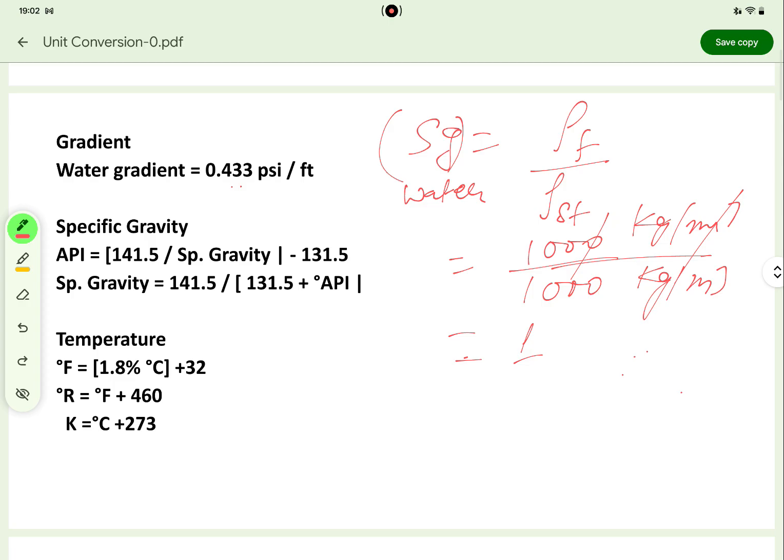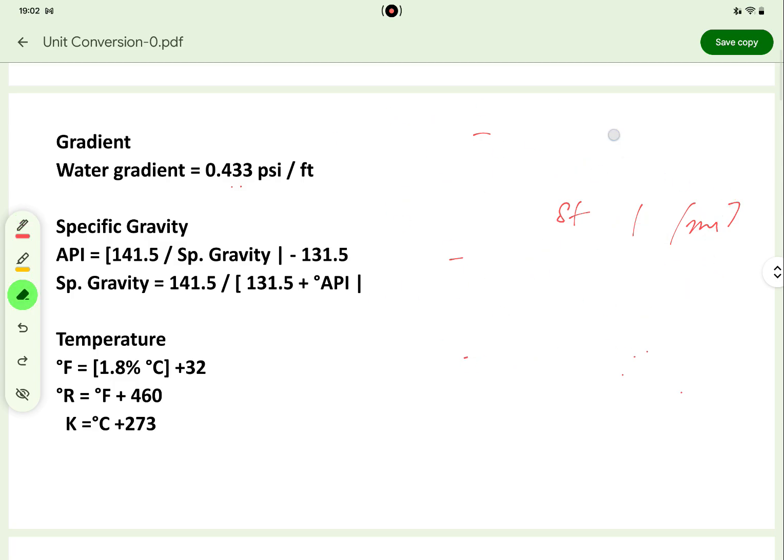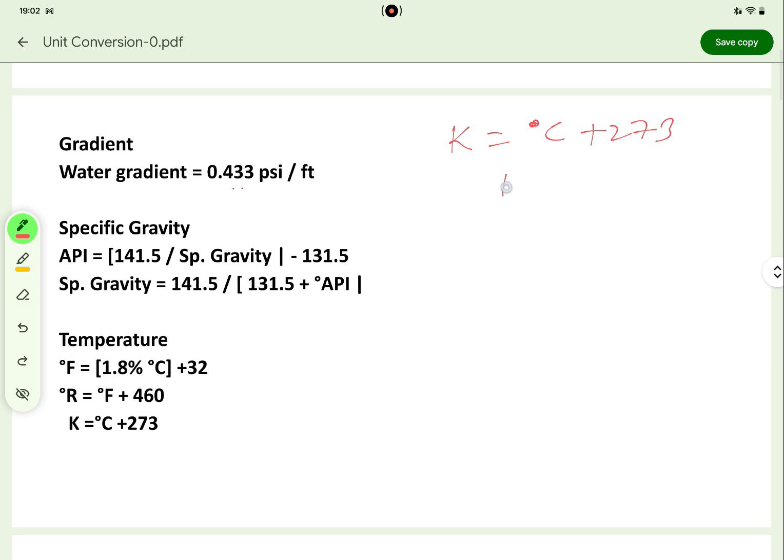Okay. So another unit is temperature, right? In engineering we know that if you have a temperature given in degree Celsius and you want to convert it into Kelvin, you have to add 273. Let's suppose 30 degree Celsius. We need to convert this 30 degree Celsius by adding 273, and you will get 303 Kelvin, right?